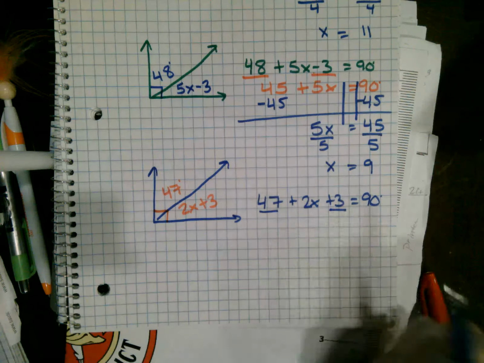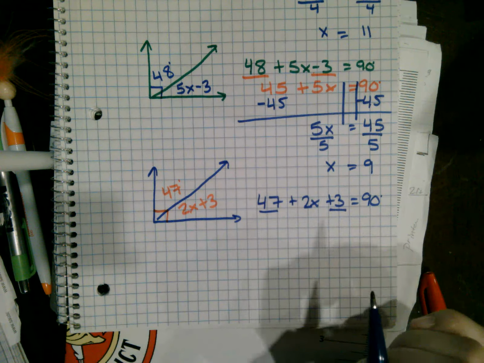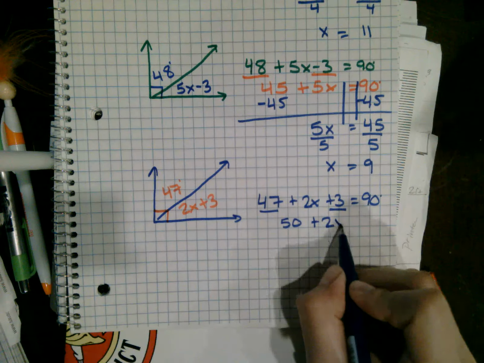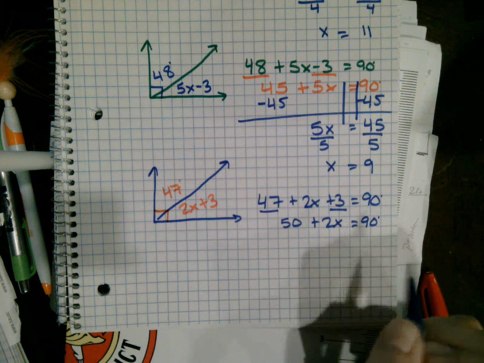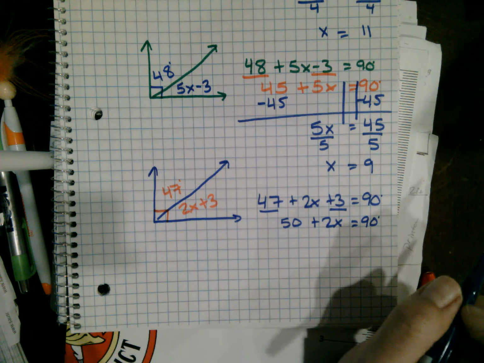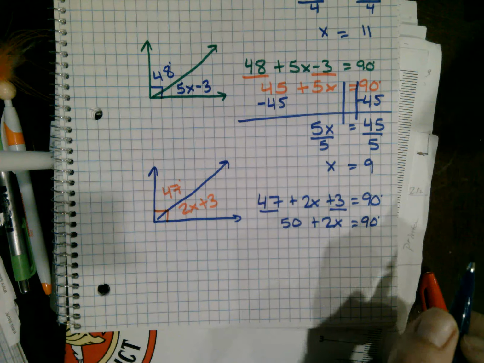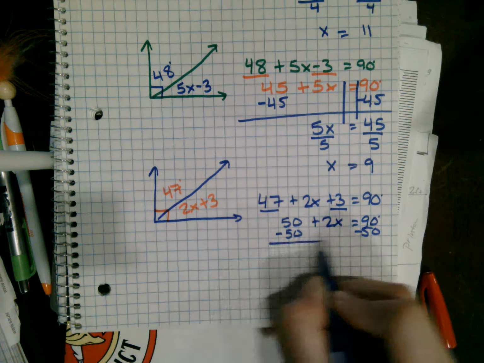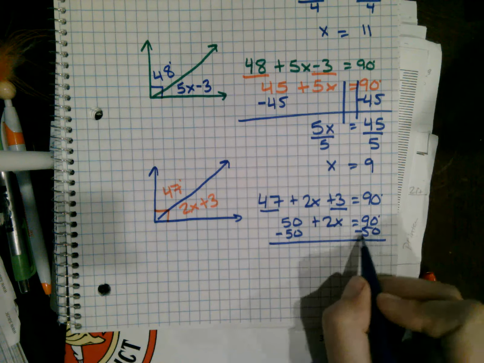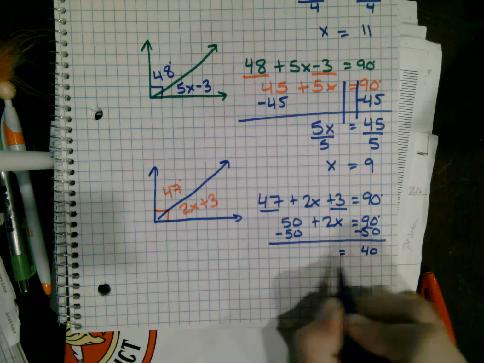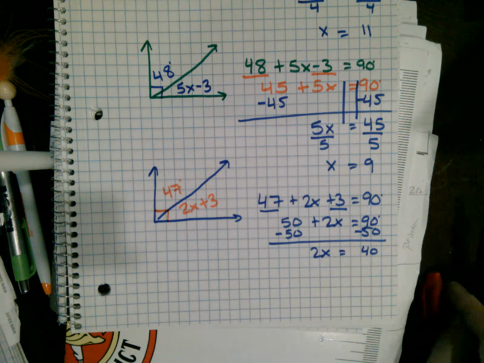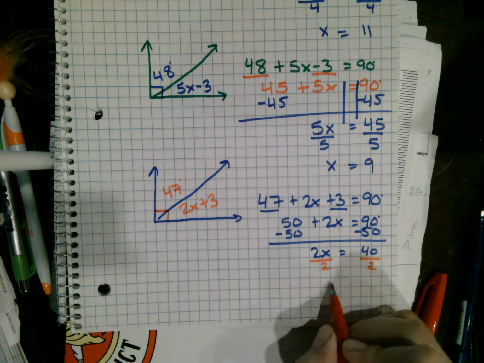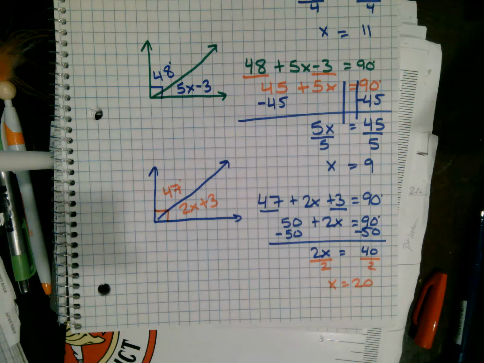I'm going to put these numbers together. What's 47 plus 3? That's right. 50 plus 2x is equal to 90 degrees. All right, so I'm going to subtract 50, subtract 50. 90 minus 50 is 40 equals 2x. Now again, if you can do this faster than I am, fantastic. Make sure you check your work. Divide by 2, x equals 20.